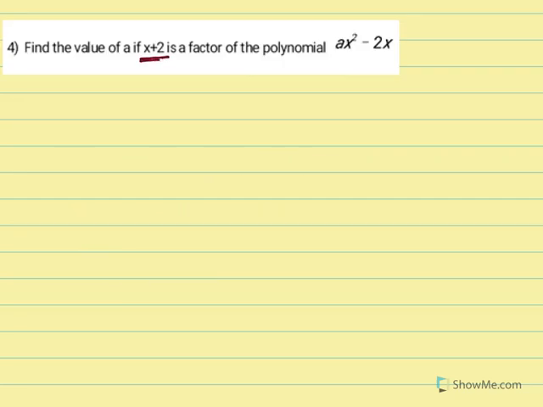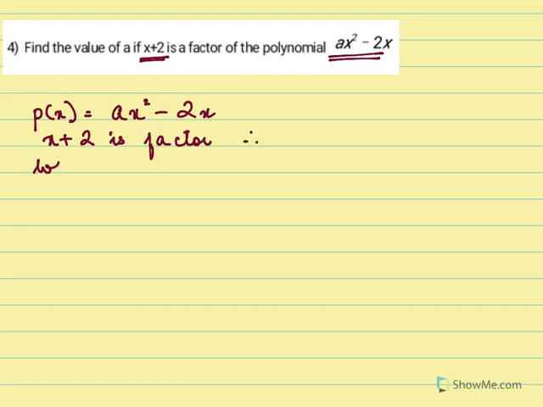Find the value of a if x plus 2 is a factor of the polynomial. So we say we have the polynomial p of x. It is ax square minus 2x. Now x plus 2 is a factor.